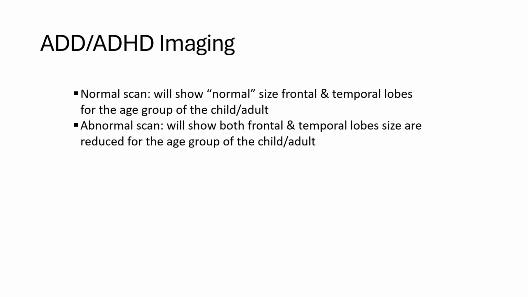With ADD and ADHD imaging, a normal scan will show normal size frontal and temporal lobes for the age group of the child or adult, and an abnormal scan will show both frontal and temporal lobe sizes are reduced for the age of the child or adult.